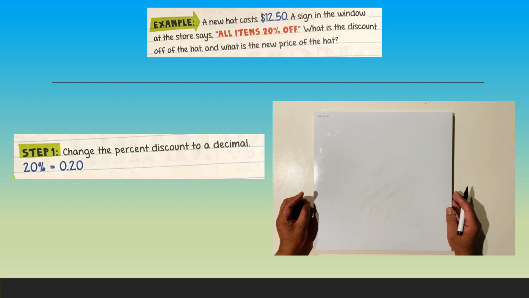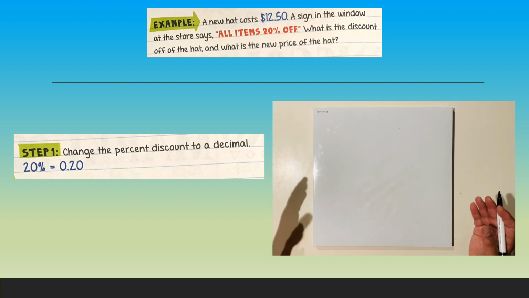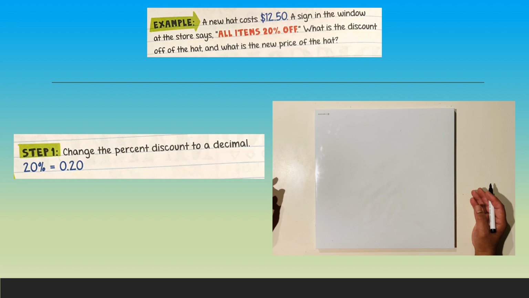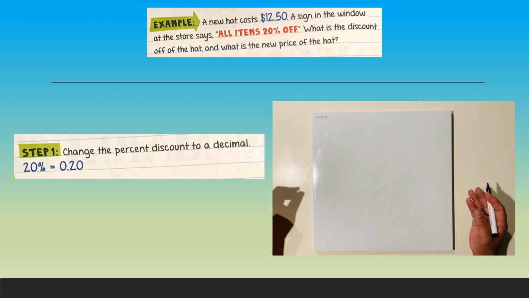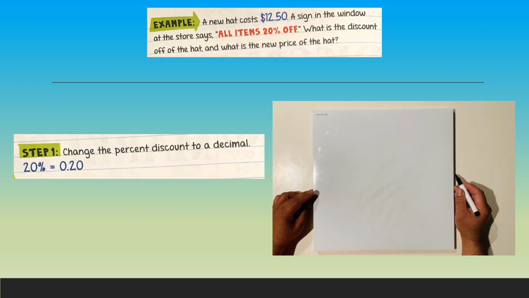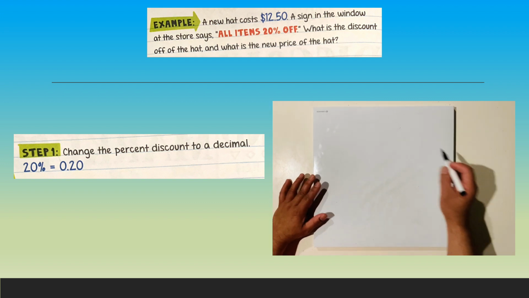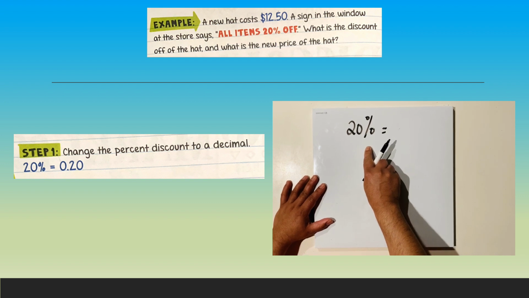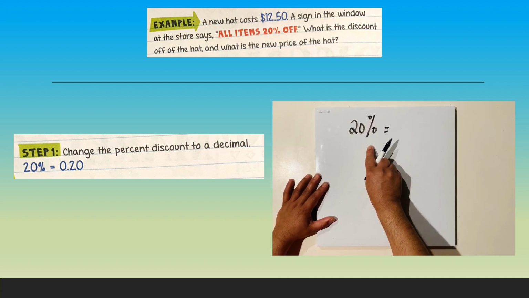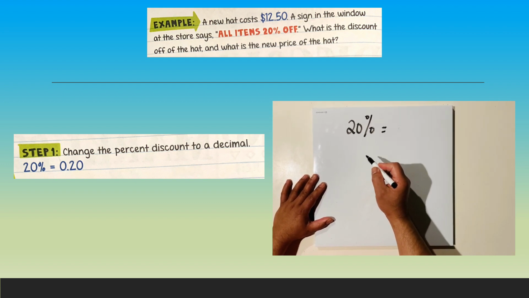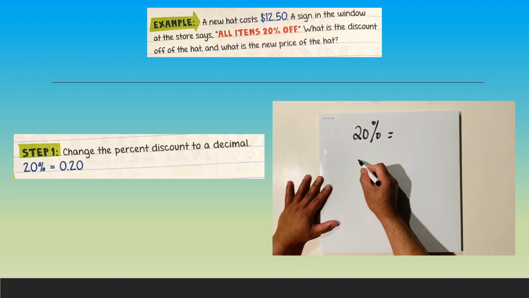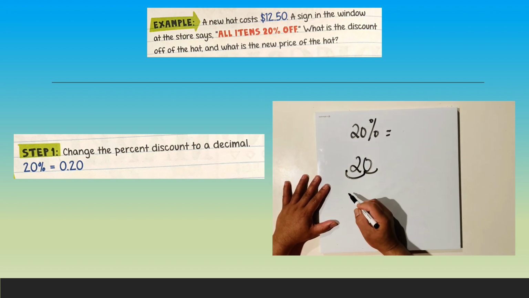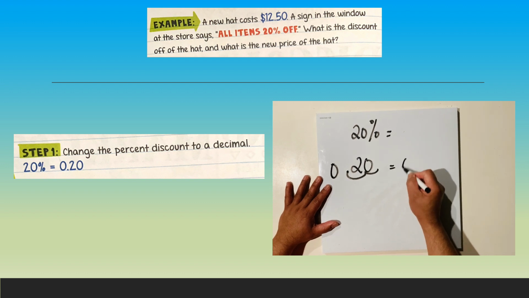I am excited to introduce method 1, because we have two methods that we are going to introduce to you today. Method 1: find the value of the discount, then subtract it from the original price. In step 1, you are going to change the percent discount to a decimal. So how to do that? You move 2 places starting from your right going to your left, 1, 2. So what is the final answer now? It is 0.20. It's easy.